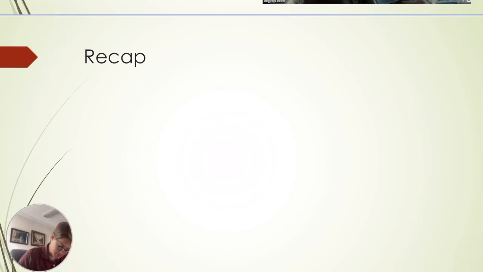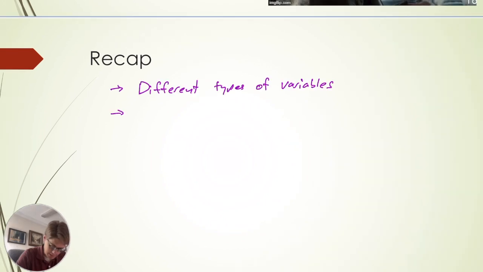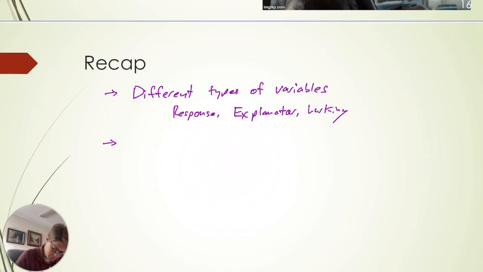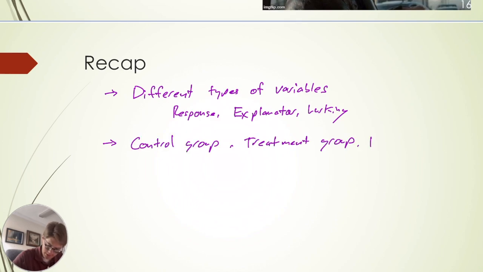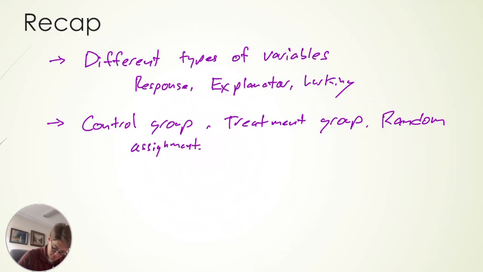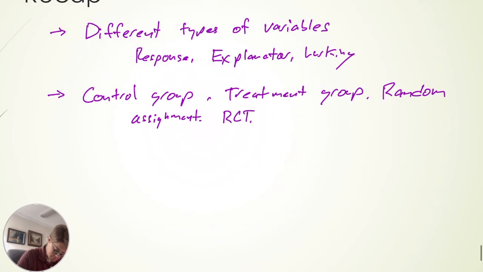Okay, to recap, what did we talk about? Well, we talked about studies. We talked about different types of variables. We talked about the setup of a randomized controlled trial. We talked about how in an experiment you want there to be a control group and a treatment group, and these should be randomly assigned. These types of studies are often called randomized controlled trials.